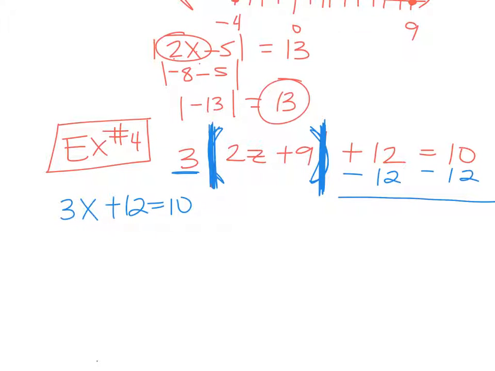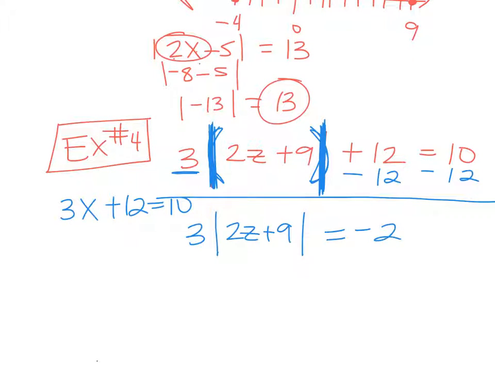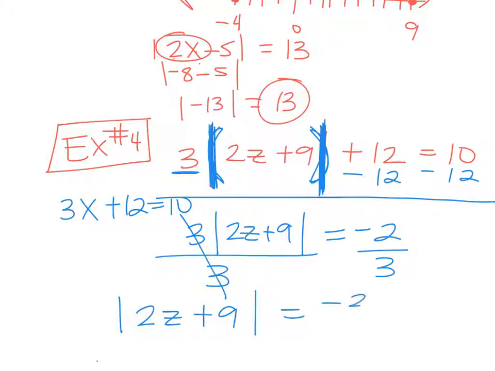So you get 3 times the absolute value of 2z plus 9 equals 10 minus 12 is negative 2. Okay? Is my absolute value isolated? No, we still have the 3, right? And we said that 3 is being multiplied. So how do I get rid of the 3? Divide it. So we're going to divide by 3. So this is gone. And I get the absolute value of 2z plus 9 equals a negative 2/3. Okay? Now at this point, we have isolated.